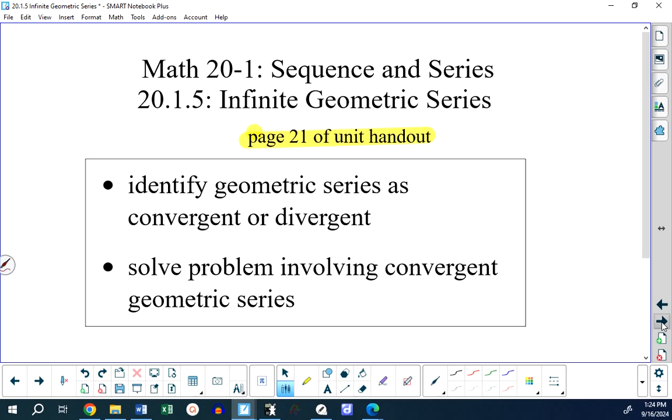And it turns out that only one of these, convergent, only one of these can we solve problems with. What I'm telling you is that if a geometric series is in fact divergent, there's nothing we can talk about in terms of the infiniteness of this thing. But if it's convergent, we can talk about the infiniteness of this thing.